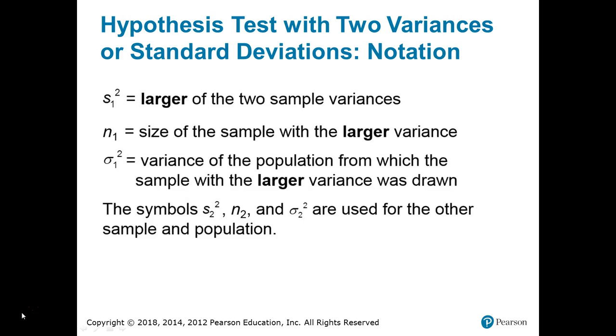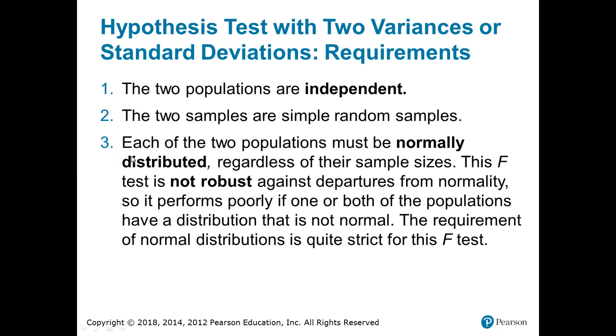or standard deviations. So some notation: we say S1 squared is the larger of the two sample variances. Whichever standard deviation or variance is larger is going to be your S1. So if you have two samples, you can't just arbitrarily assign one as sample 1 and one as sample 2. Whichever has the larger variance or standard deviation is going to be your 1. Whichever has the smaller is going to be your 2. And then the subscripts follow.